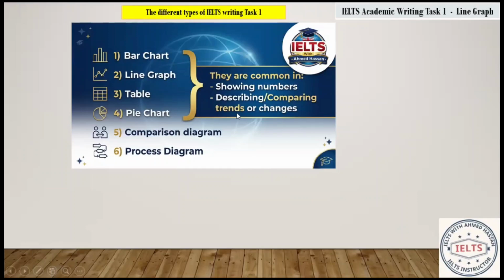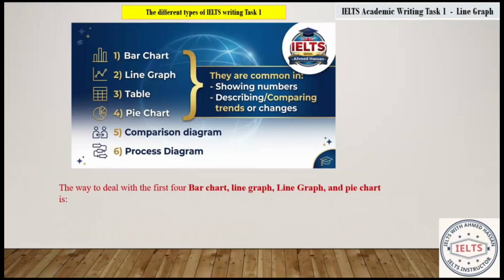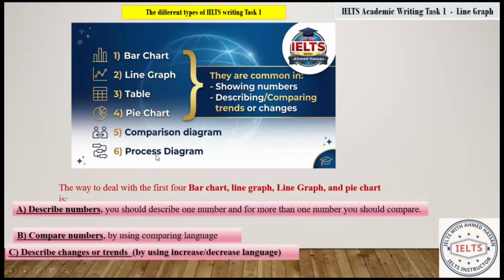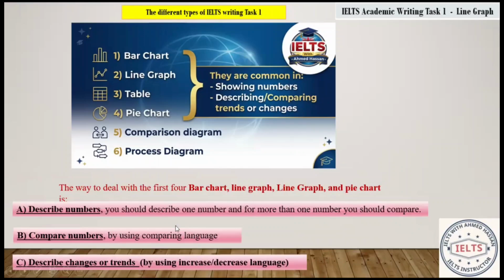Trends language means ups and downs, goes up and down. So the language we use to approach all the first 4 types is to describe numbers, compare numbers, describe changes or trends by using increasing or decreasing language.